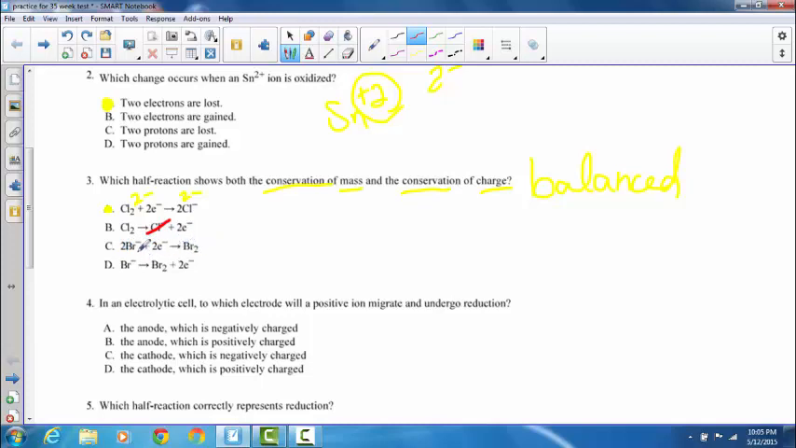Now let's add up the charges and see if they're balanced. 2 negatives gives me a -2. Plus 2 more negatives is another -2, so that's -4. And over on this side is a 0. That is not equal, so that is not an answer choice. Here, 1 bromine, here 2 bromines. Those are not equal, so that is not a choice. So this was our best choice because both the atoms were balanced and the charges.